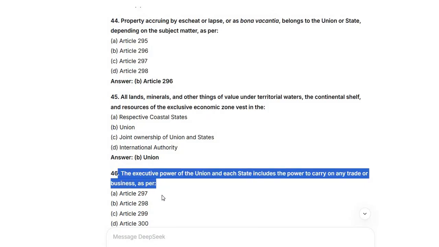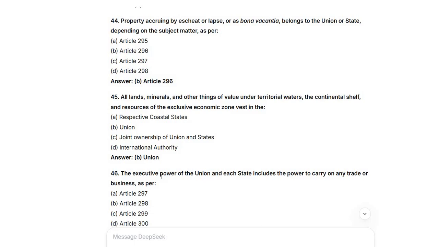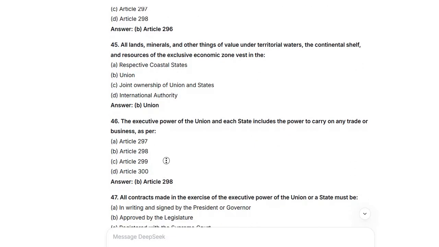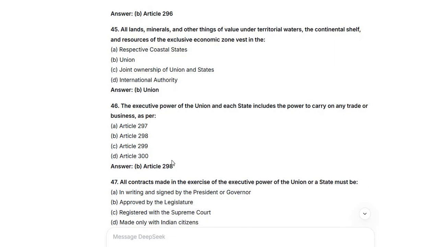46. The executive power of the Union in each state includes the power to carry on any trade or business as per Article 298. 47. All contracts made in the exercise of the executive power of the Union or a state must be in writing and signed by the President or Governor.